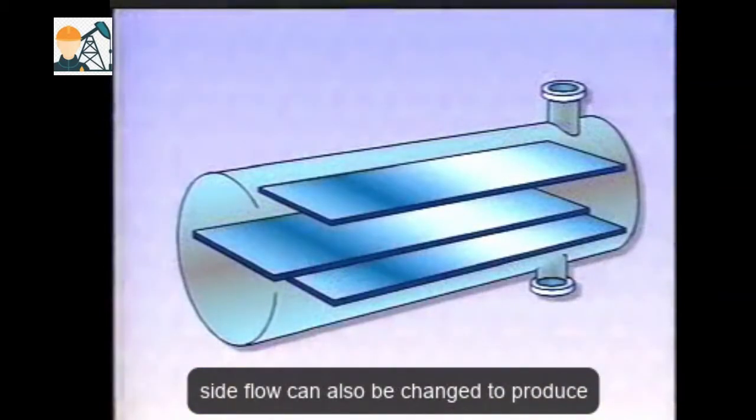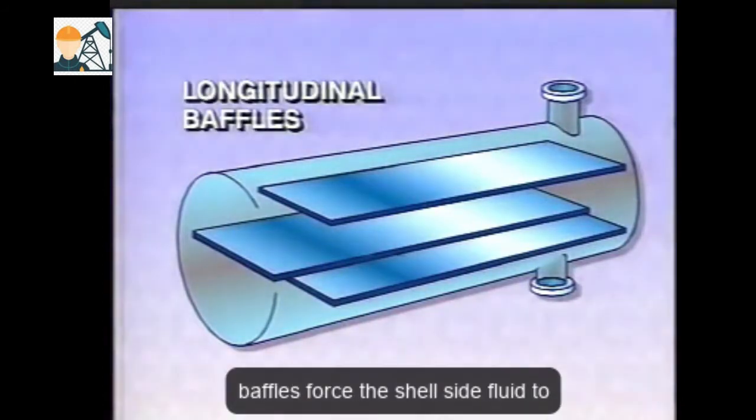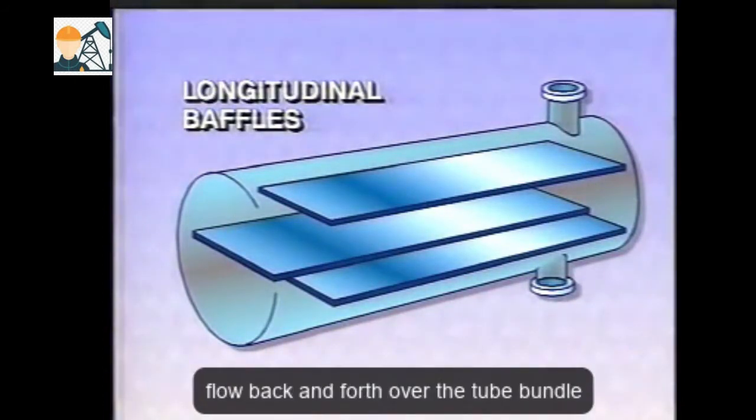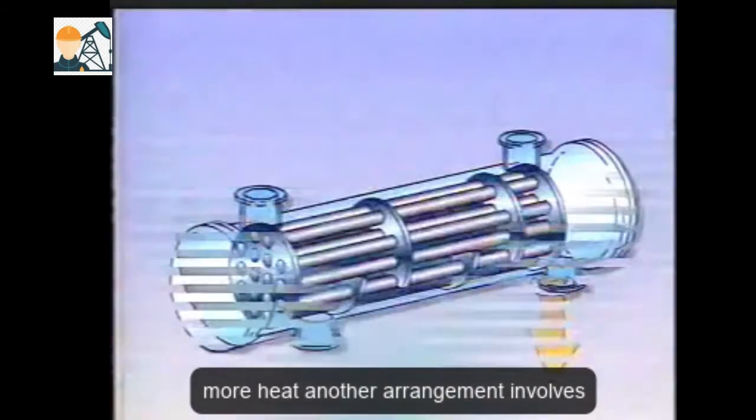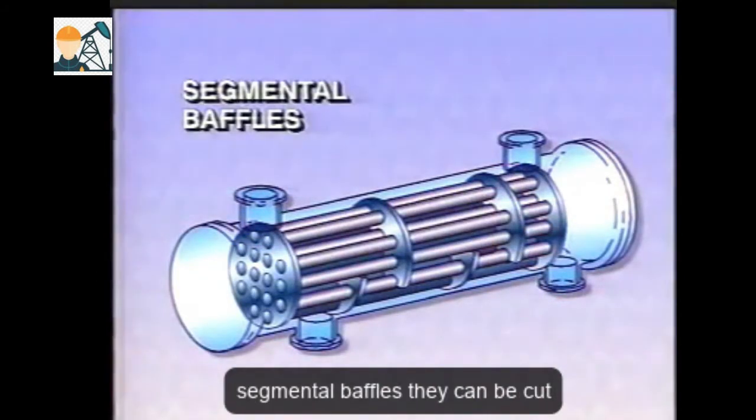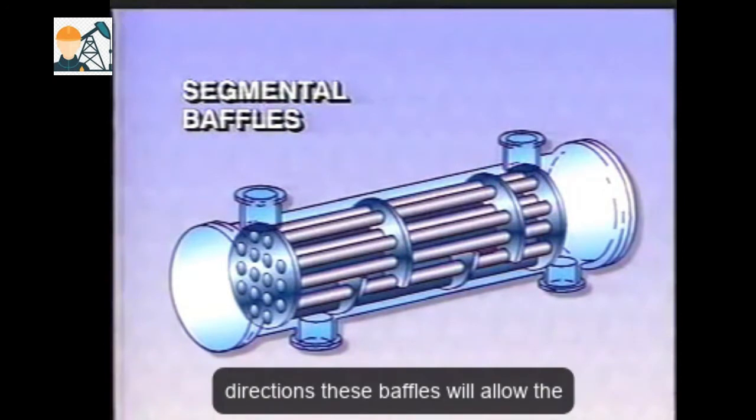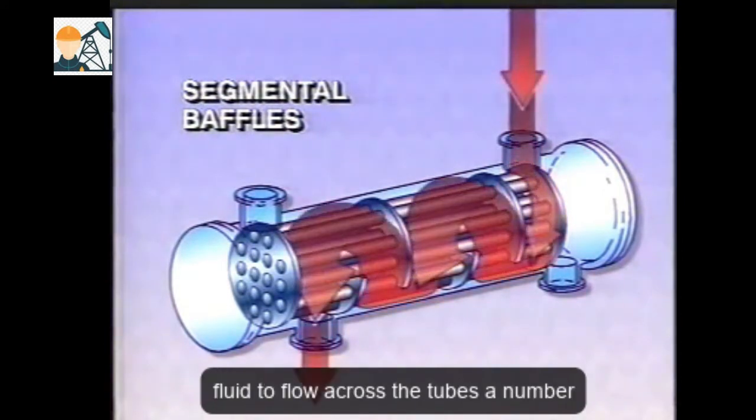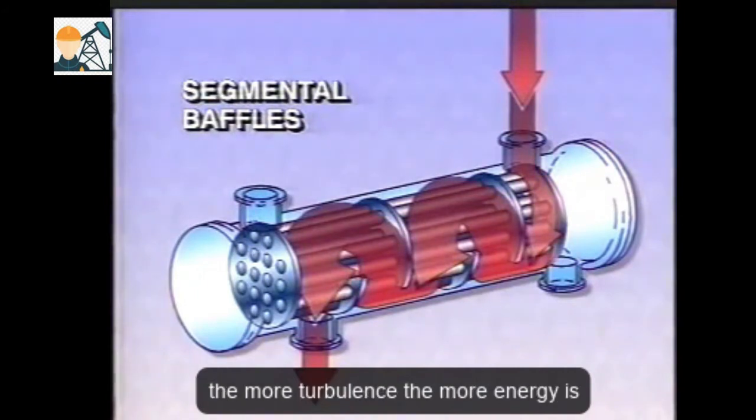The shell side flow can also be changed to produce high efficiency. As these longitudinal baffles force the shell side fluid to flow back and forth over the tube bundle with each pass, shell side fluid absorbs more heat. Another arrangement involves segmental baffles. They can be cut vertically or horizontally and are positioned to face in alternate directions. These baffles will allow the fluid to flow across the tubes a number of times and keep the fluid turbulent. The more turbulence, the more energy is transferred.